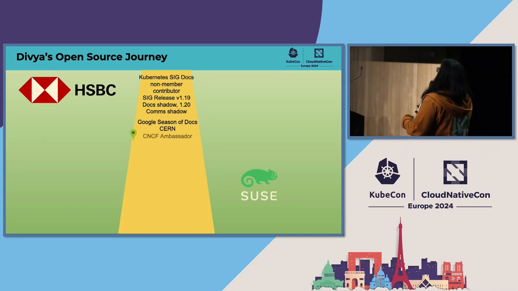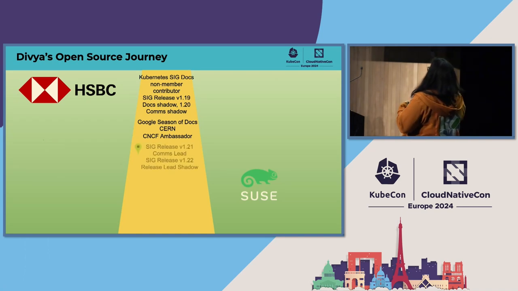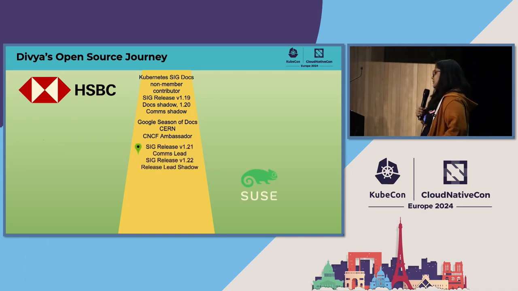And in the meantime, because of the contributions that I had been making to the ecosystem as part of SIG Docs and SIG Release, I was recognized as a CNCF ambassador. This was also coincidentally when the pandemic started, and that's why I had a lot of time. And I sort of didn't pace myself after this at all, because after getting that heady title of being a CNCF ambassador, I went on to also lead the comms for the next release, which was version 1.21.